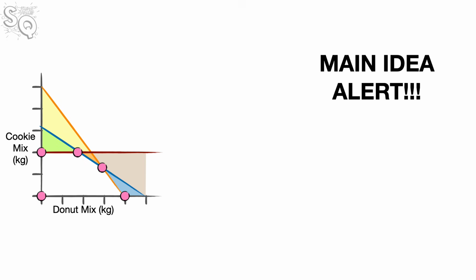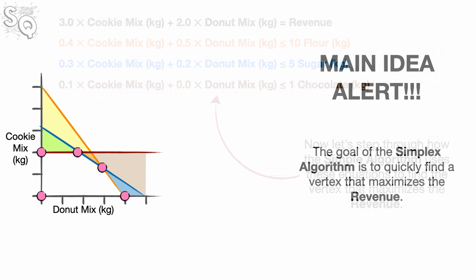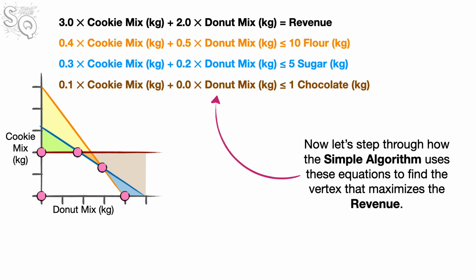Hooray! It's the main idea alert! The goal of the Simplex Algorithm is to quickly find a vertex that maximizes the revenue. Now let's step through how the Simplex Algorithm uses these equations to find the vertex that maximizes the revenue.